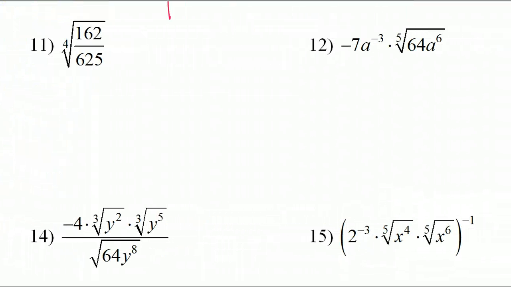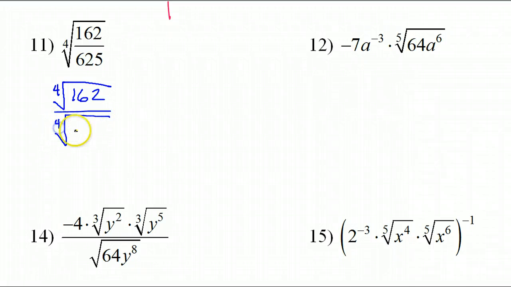How about number 11? Well, can we reduce this? I think our best bet is to split this apart, because I don't think this will really reduce at all. So please understand that the 4th root of some big old fraction is the same thing as the 4th root of the numerator over the 4th root of the denominator. Now one of these is a perfect 4th power. Which one is it?